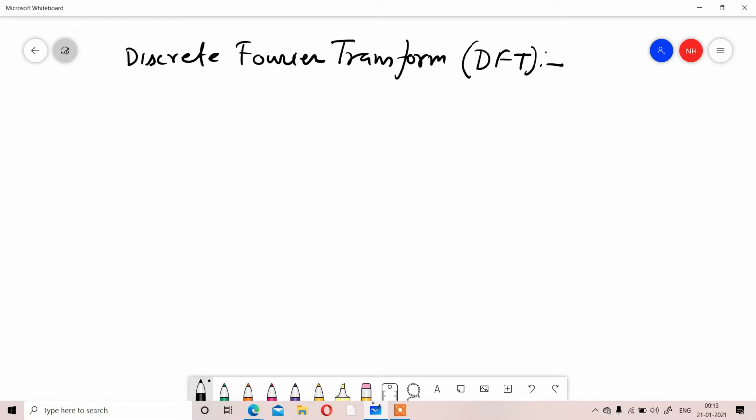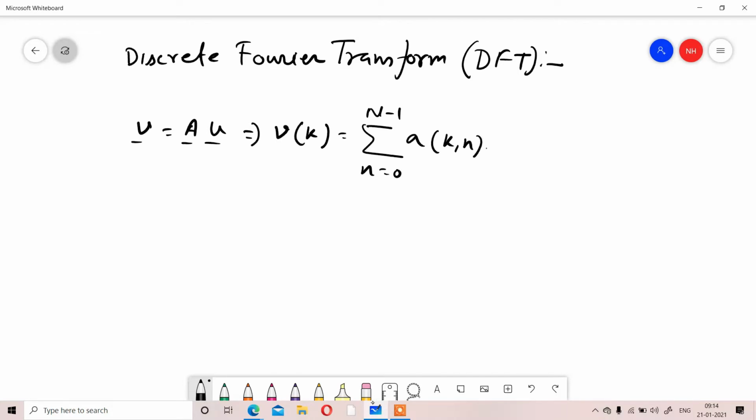So basically the transformation relationship that we have got is V equal to AU, or V K equal to summation n equal to 0 to n minus 1 A K n U n. That is the transformation matrix for 1D domain that we have got.